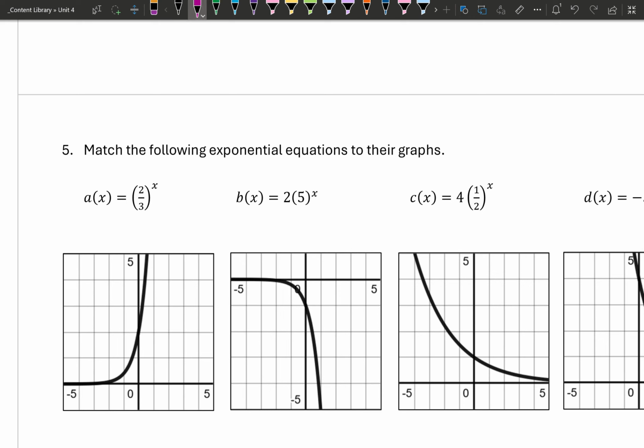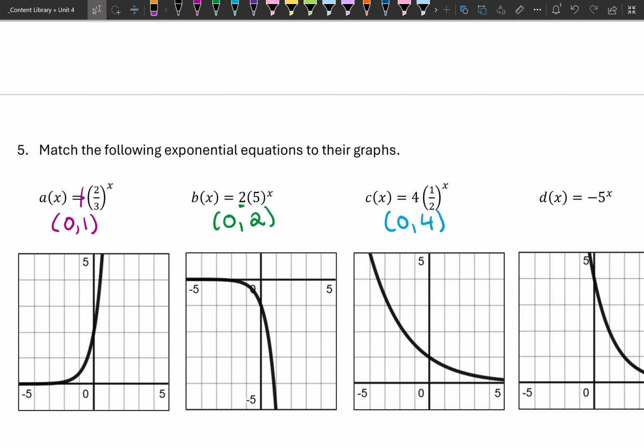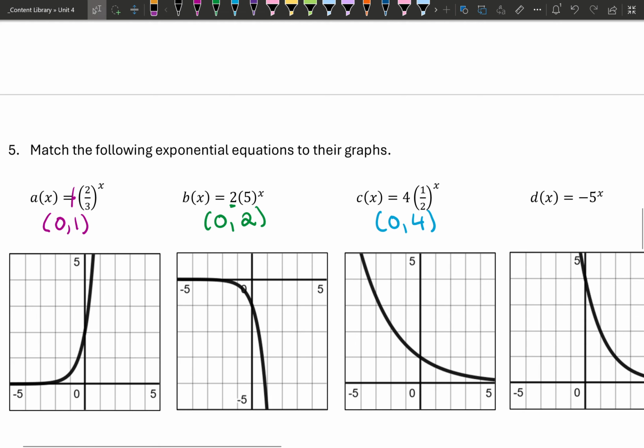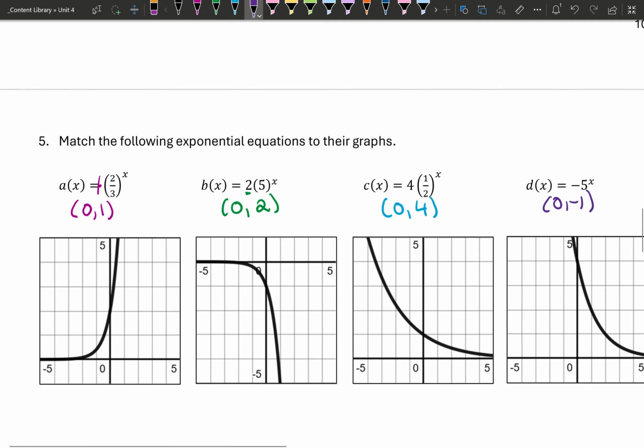All right. Letter A. The y-intercept is 0, 1 because there is an invisible 1 in front of that 2 over 3. Letter B. That intercept is 0, 2 because of the 2 in front. Letter C has 0, 4. And letter D, what number is actually in front of that 5? It's a -1. So letter D is 0, -1.